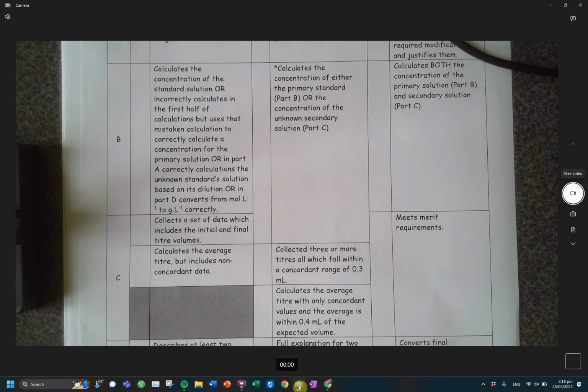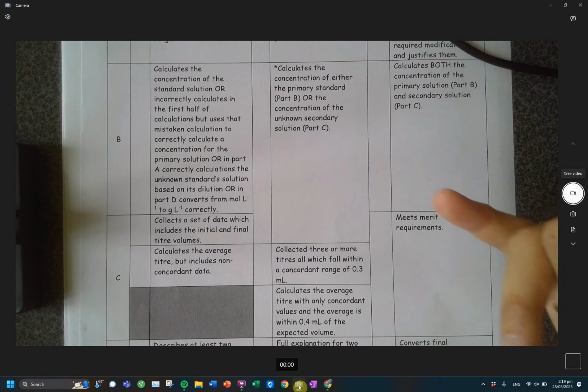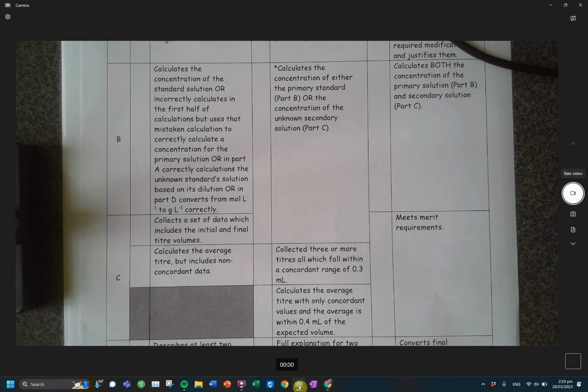You're going to collect the data through titration, which we'll start looking at today with the equipment. Keep in mind that there is some forgiveness allowed in this section. So if you make a mistake on your calculations, I can still give you a merit because you get basically a second chance at it in part C. So do kind of keep that in mind when you're looking at that.